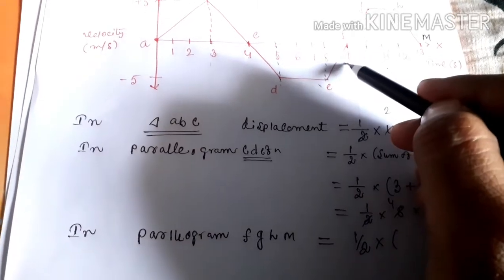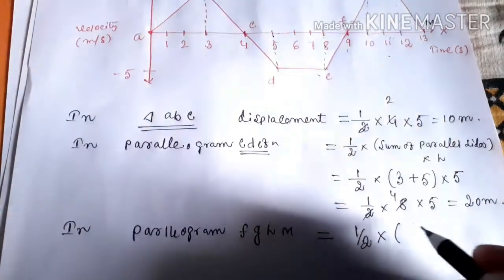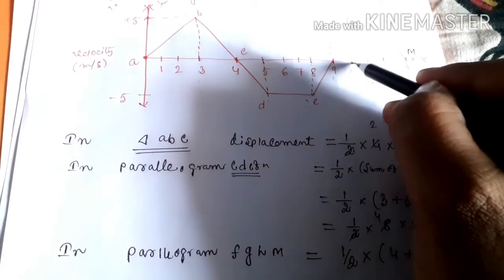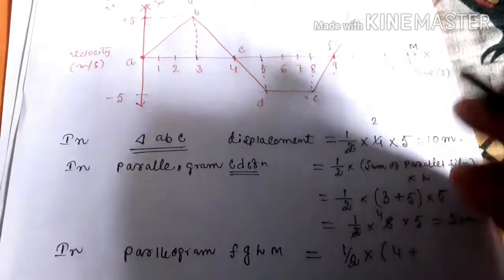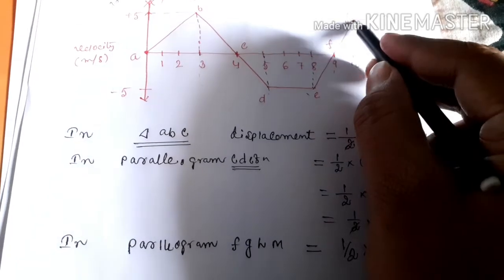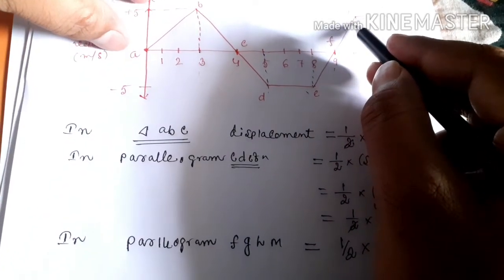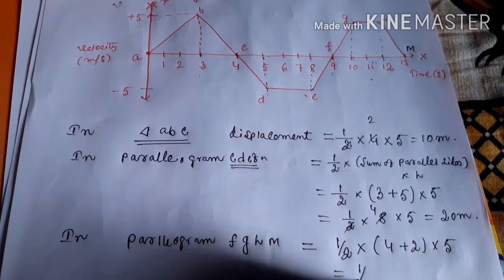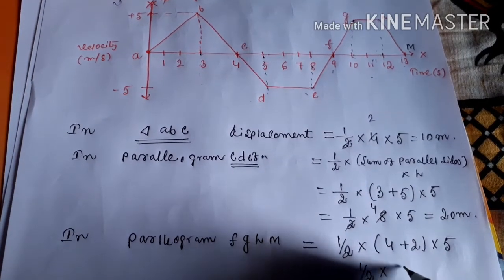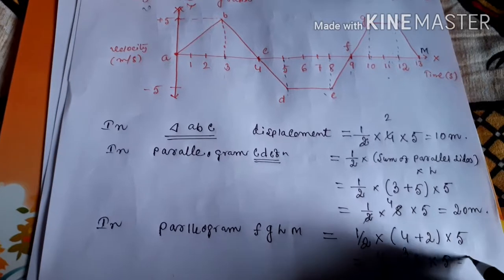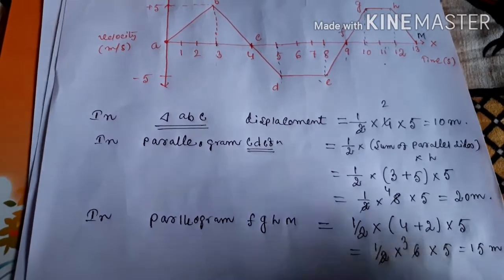So this one will be 13 minus 9, that means 4, plus this, which is 10 here and 12 here, so 2, into the height. From here to there, this is the height, so 5. So you will get half into 6 into 5, that means 3 into 5, that means 15 meter displacement you will get.